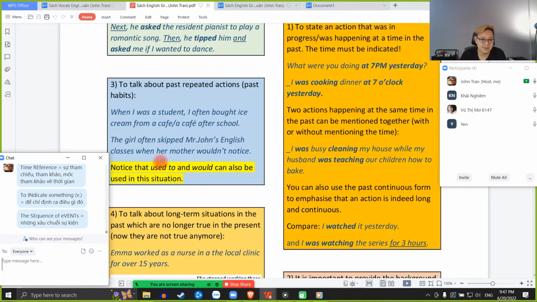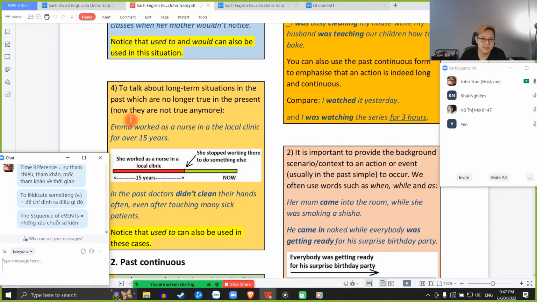Now, number four, to talk about long-term situations in the past, which are no longer true in the present. No longer true in the present. Now they are not true anymore. Emma worked as a nurse in the local clinic for over 15 years.